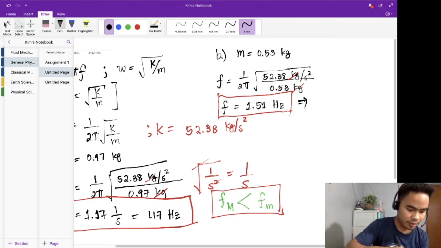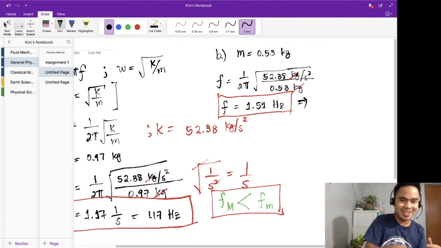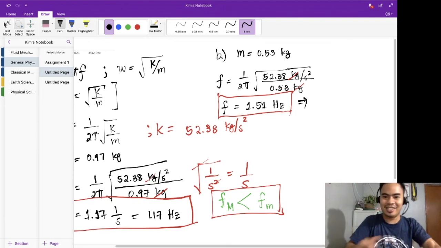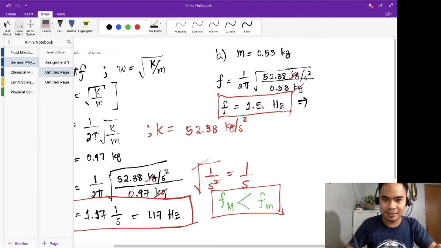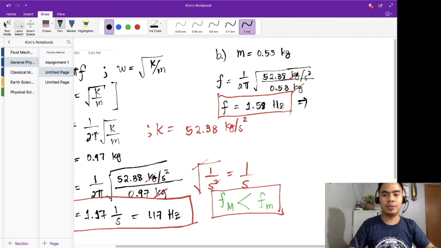So 1 over 2 pi square root of 52.38 divided by 0.53. Oh, here we go. So that's 1.58. So I just made a mistake, class, in plugging in the values in my calculator. So that's 1.5822, so 1.58 hertz.